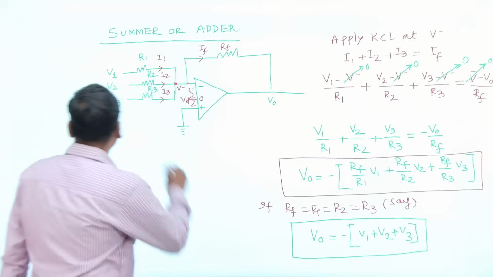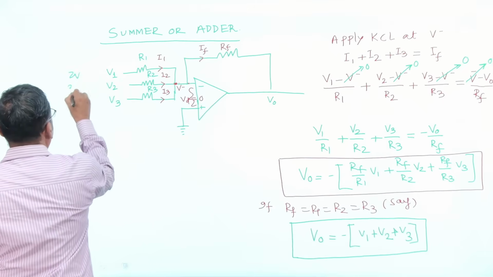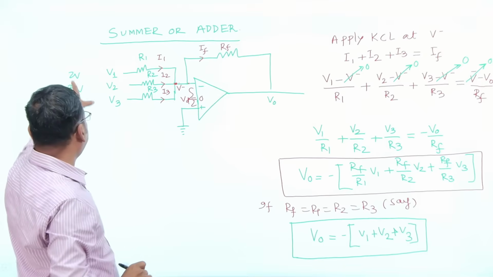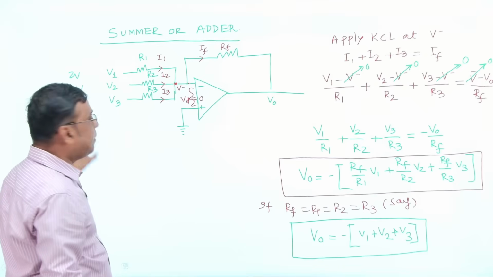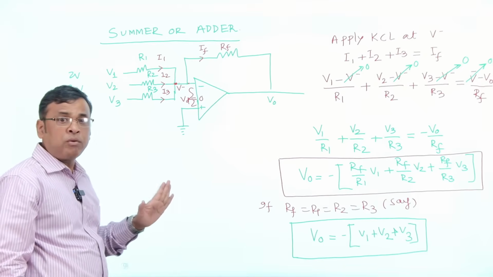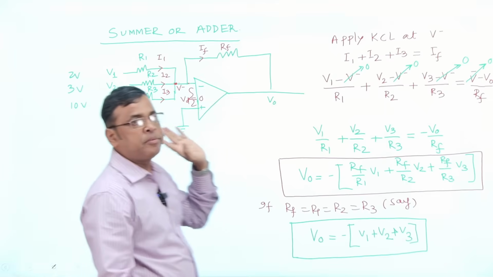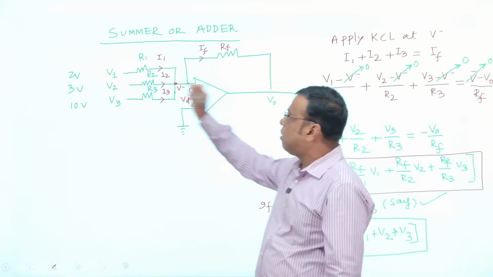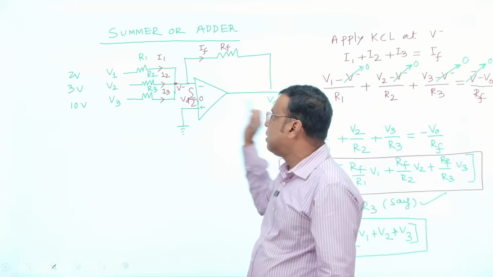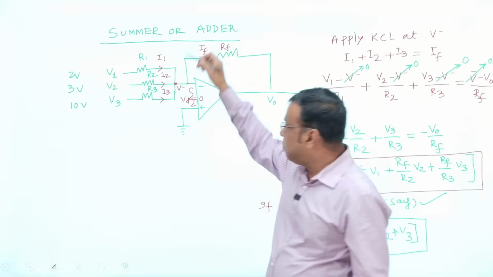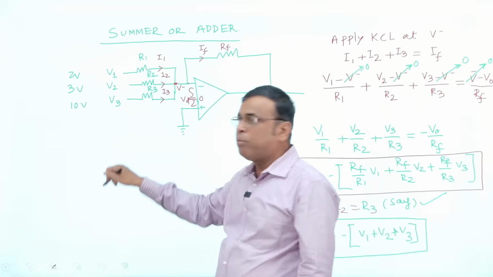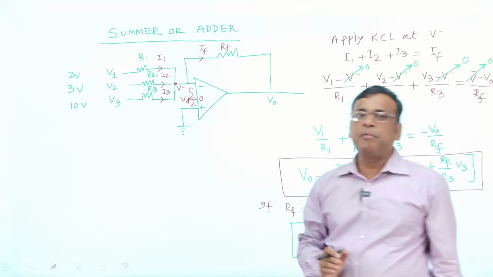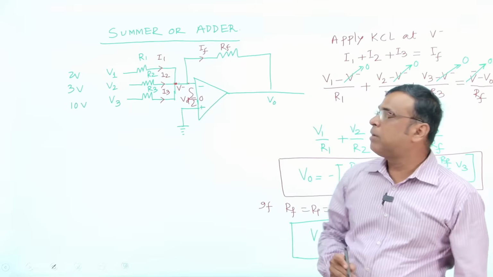Suppose this is 2 volt, this is 3 volt and this is 10 volt. What is my output? V0 equal to how much? Minus of 2 plus 3, 5 plus 10, 15 volt: minus 15 volt, provided that the values of all resistors are the same. Then the output voltage equals the sum of the input voltages, that is, minus of V1, V2, V3. If I connect two more voltages V4, V5, the output voltage will be equal to the negative sum of the input voltages. That's why the op-amp is called a summer or adder.